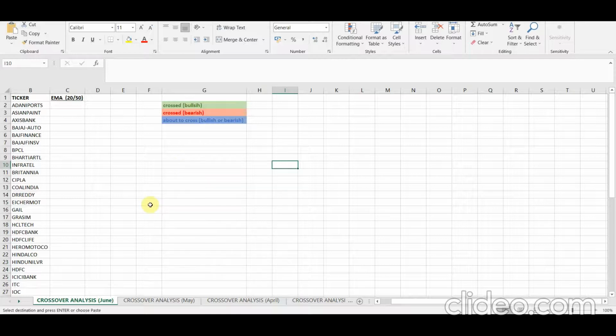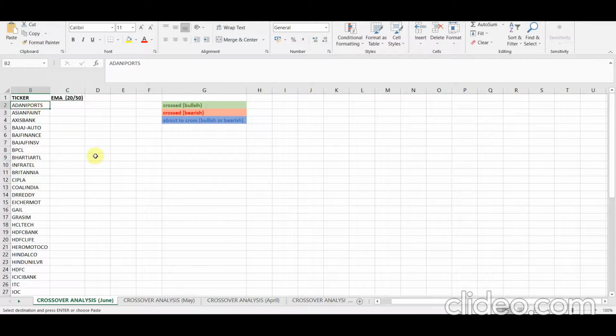So we would be checking two pairs of exponential moving average. The first pair would include the EMA 20 and 100 period, and the second pair would include EMA 50 and 200 periods. And we will be checking each one of the 50 stocks in the Nifty 50, and we will color code these particular stocks according to whether the crossover is bullish or bearish, or there has been no crossover and we might expect one crossover. In that case, we will color that particular stock in blue. So let's start doing the analysis.